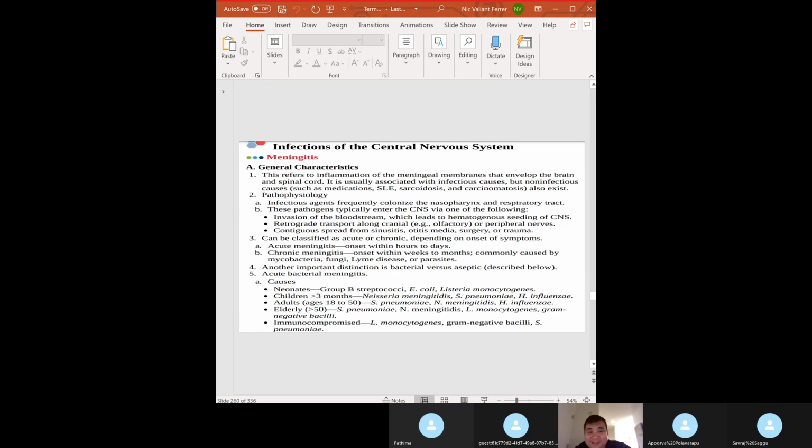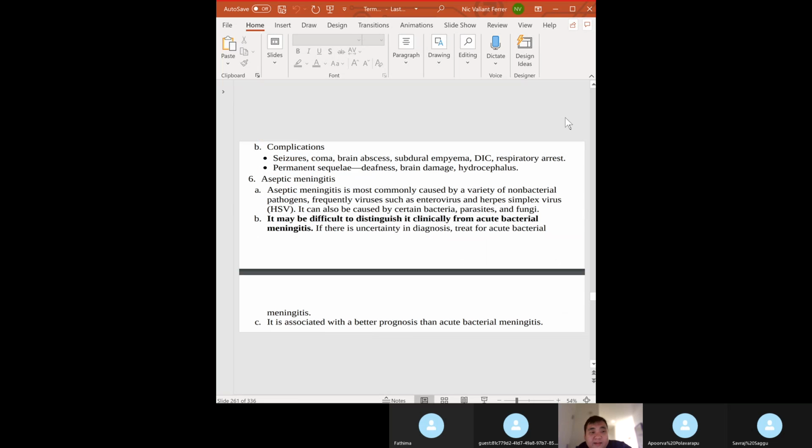Oh, you did meningitis. Okay, inflammation of the meningeal membranes. High yield, highlight the causes. Neonates, what's the most common organism? Group B strep. Children more than 3 months, Neisseria meningitidis. Adults, strep pneumo. Elderly, strep pneumo. Immunocompromised, Listeria monocytogenes.